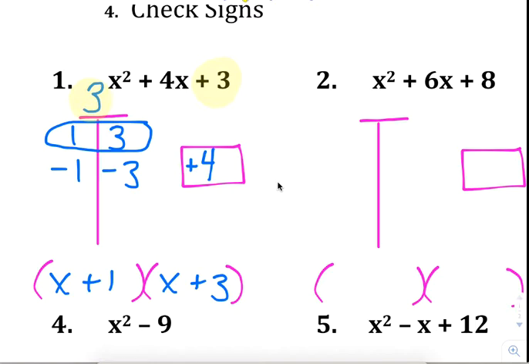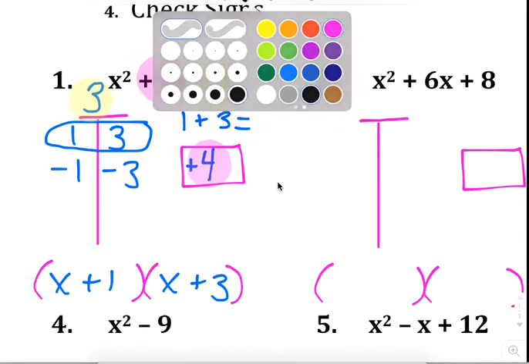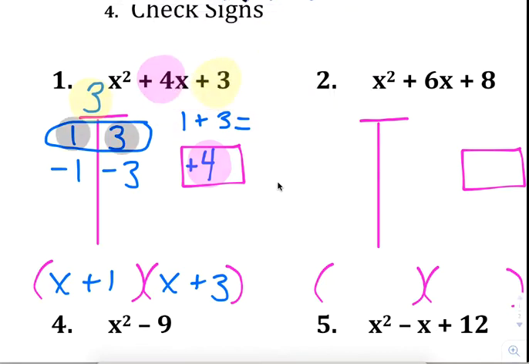I'm going to write down the 4, the number that came out of the middle. That's the number that's going in my box. We need a +4. Which one of my pairs adds up to make 4? Well, 1 plus 3 makes 4. That's the one that works. So if they're both positive, then I'm going to take the numbers that I have here and move them into my parentheses, x plus 1 and then x plus 3. They were both positive. Okay?